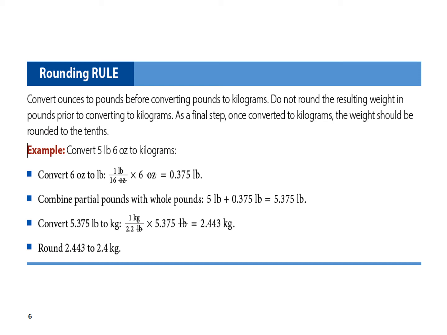So we're going to combine partial pounds to whole pounds. So 5 plus 0.375 pounds equals 5.375 pounds. Still haven't rounded. Now we're going to convert pounds to kilograms. That math hasn't changed. We're same 1 kilogram over 2.2 pounds, and we end up with 2.443 kilograms. Now we're going to round, and we're going to round to tenths. So round 2.443 to 2.4 kilograms.